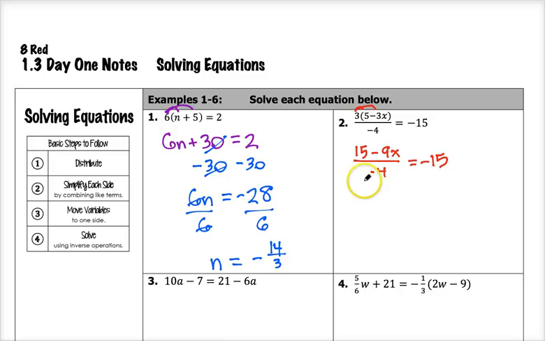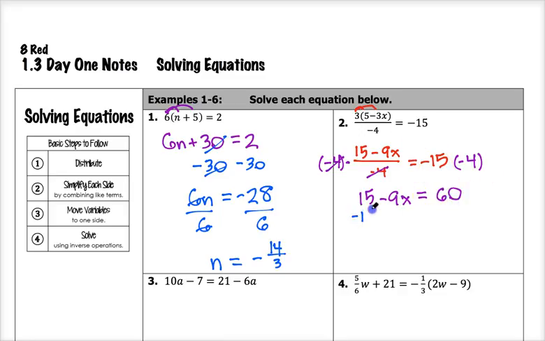When you have an equation like this, it's important to remember that if one side is entirely over a number, in this case we have a denominator of negative 4, you can use the opposite of division, which is multiplication, and multiply both sides by negative 4 to cancel this out. So I can actually multiply first here, and that will just leave my numerator of 15 minus 9x. On the right side, negative 15 times negative 4 is positive 60.